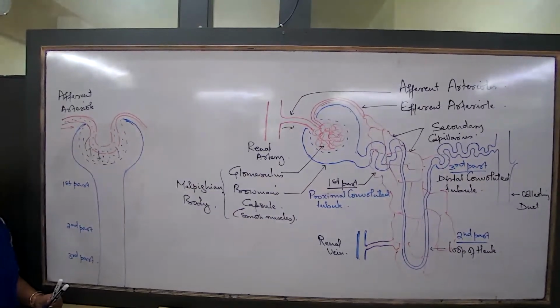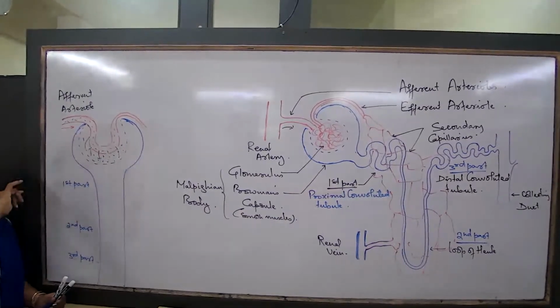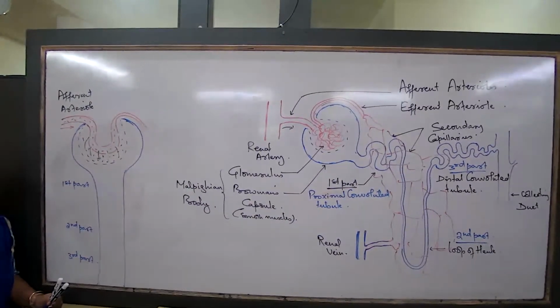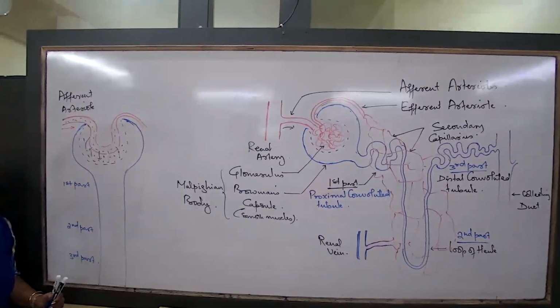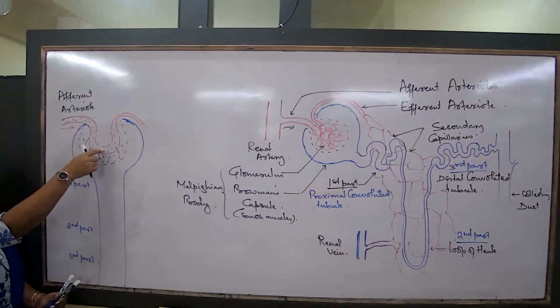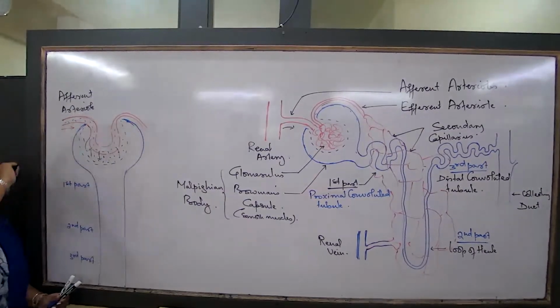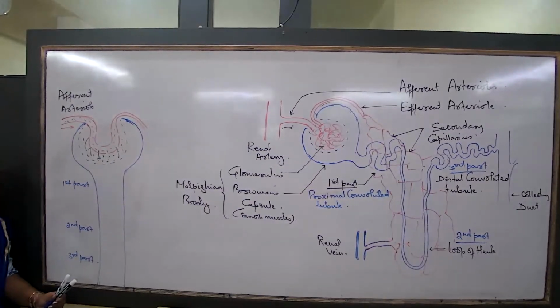So what am I talking about? What is this process? The blood is running in these capillaries at very high pressure. What is the other reason, number 2, for the pressure of the blood to be very high here? The broad afferent arteriole and the narrow efferent arteriole. This is one more factor which is adding on to the pressure of the blood.